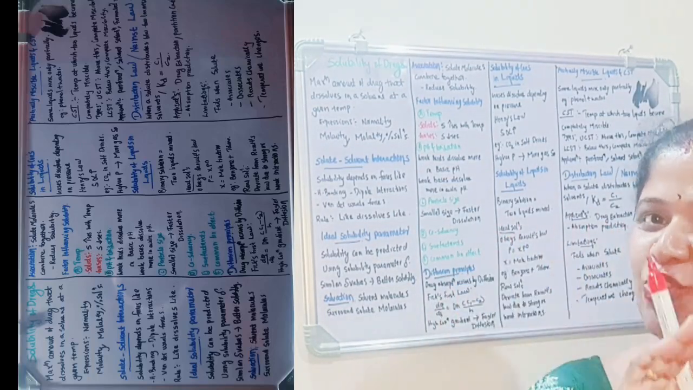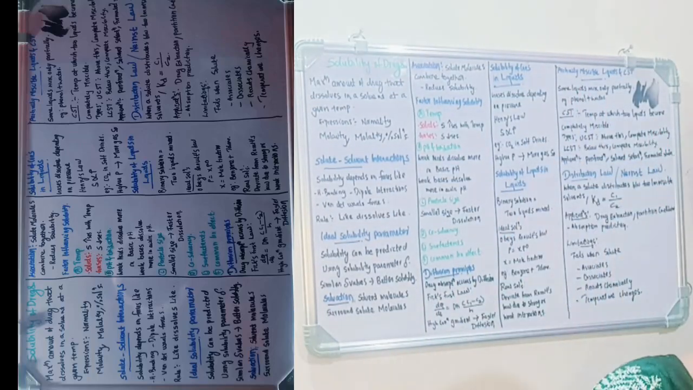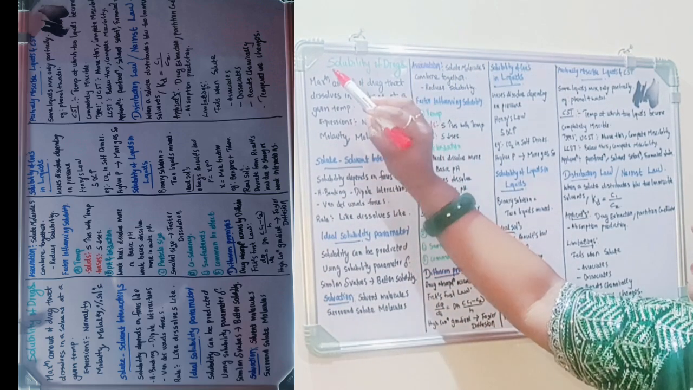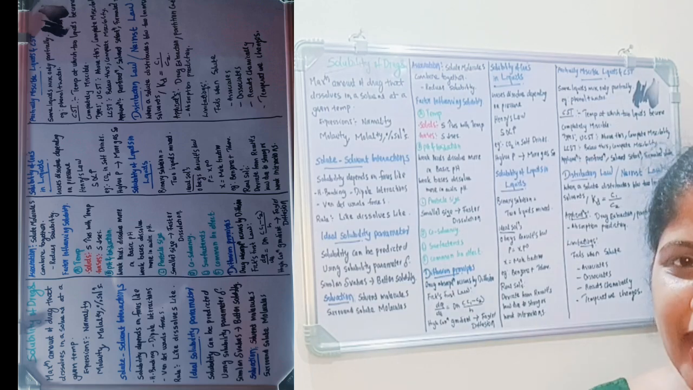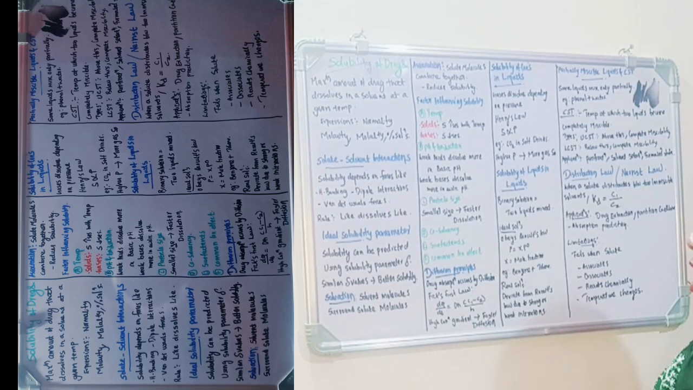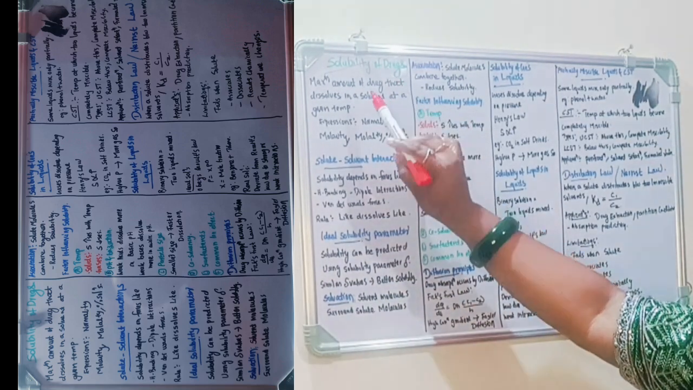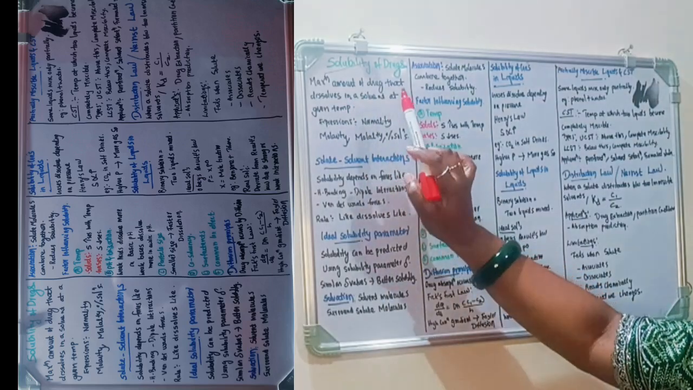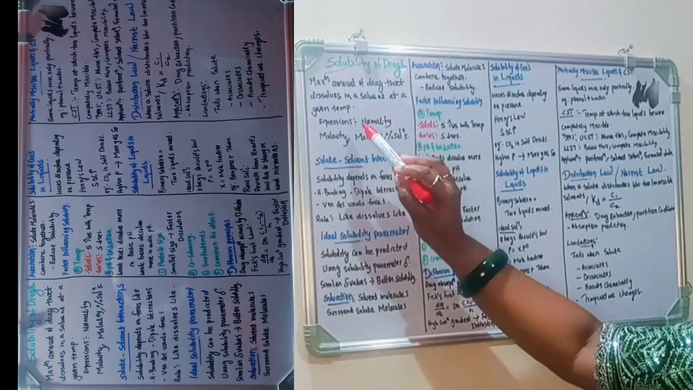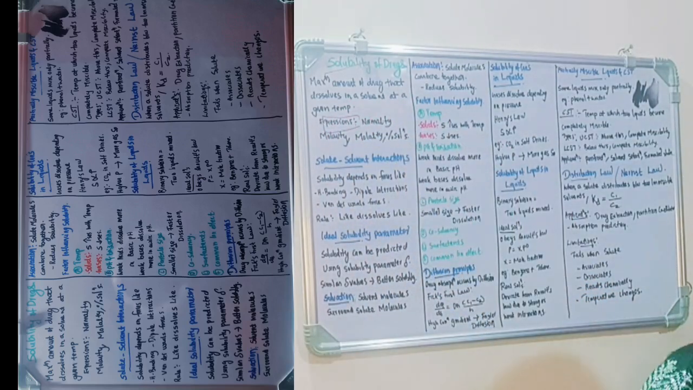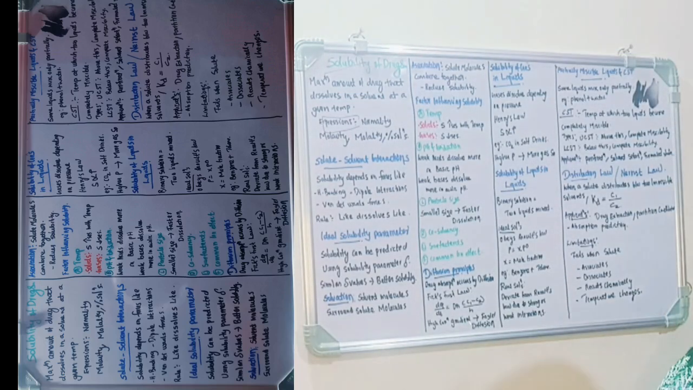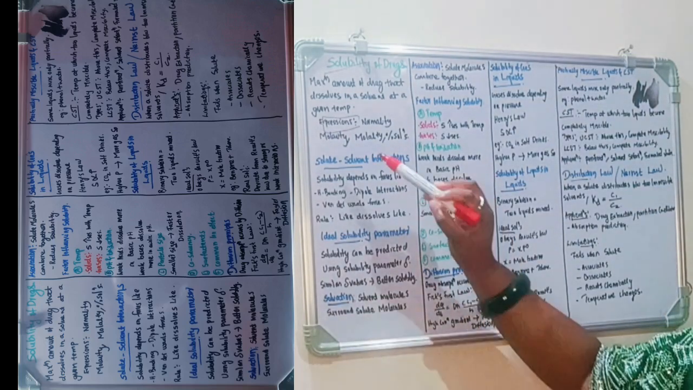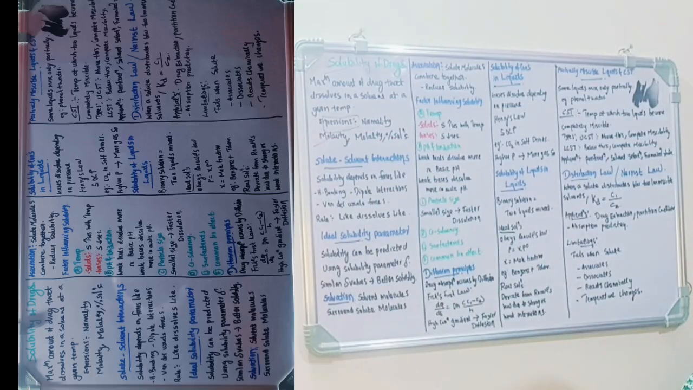In today's video, we are going to recall your Unit 1, solubility of drugs. First, the definition. Solubility is defined as the maximum amount of solute or drug that dissolves in a solvent at a given temperature. Coming to the expressions of solubility, we have normality, molality and percentage solution. This is the first part of the solubility of drugs.